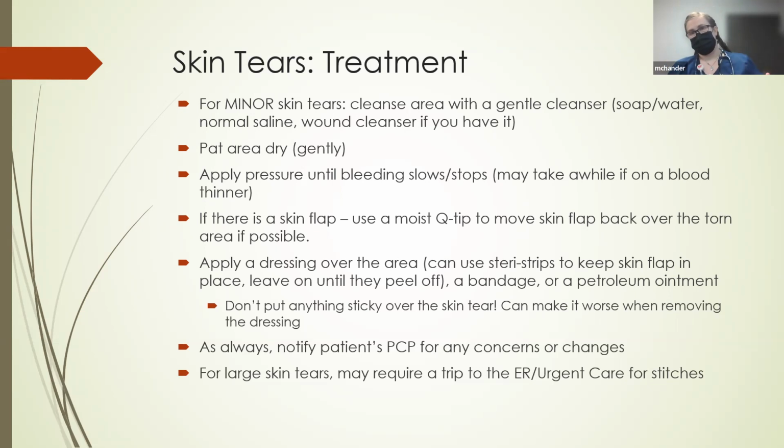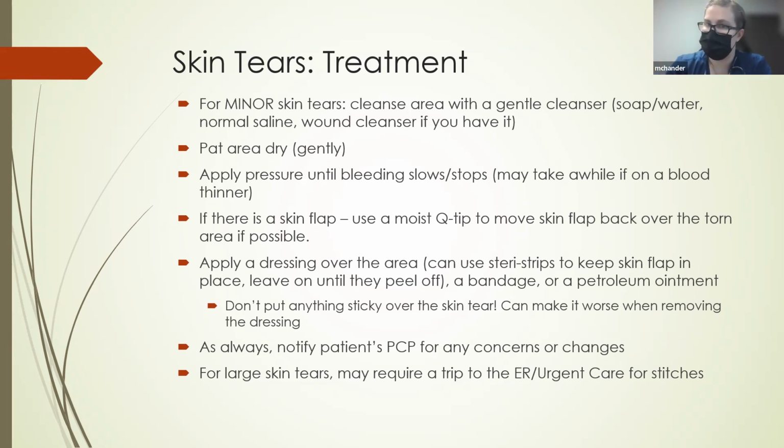If there is a skin flap, so sometimes with skin tears, that skin kind of gets pulled back and you've got a little bit of a flap where the skin was. Use a moist Q-tip to kind of push that back so that the edge of the flap is along the edge of where the skin got torn off. You can use what are called Steri-Strips. They're like little pieces of tape. They're DIY stitches, but adhesive, to keep the skin flap in place.